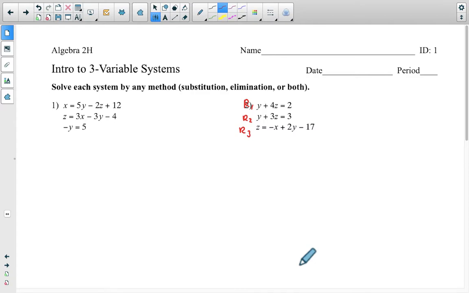variable system. Now this handout is one that I want you to try to do on your own, but I know some of you are going to get a little bit stuck, and so you might need a little bit of help, so that's what I'm doing in this video. I'm not going to work out every single problem. I'm going to start with number 2.